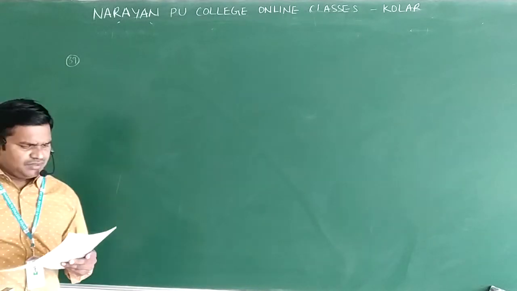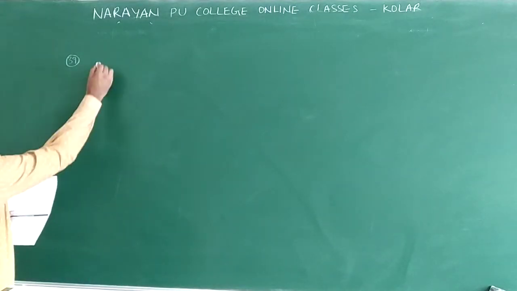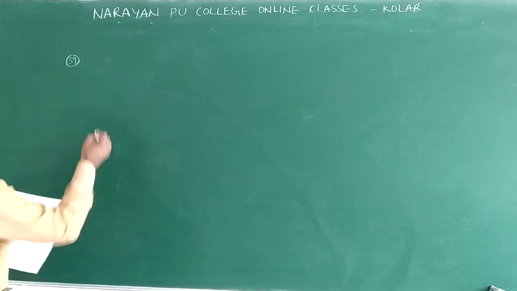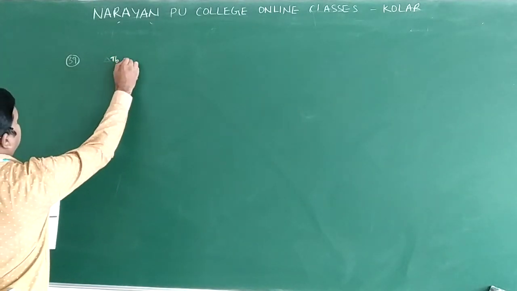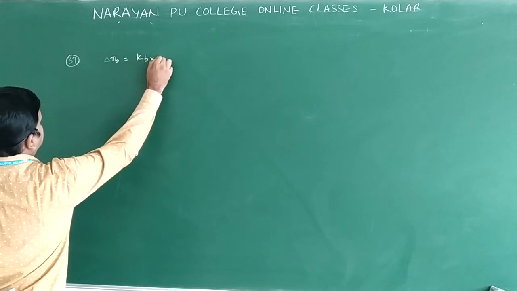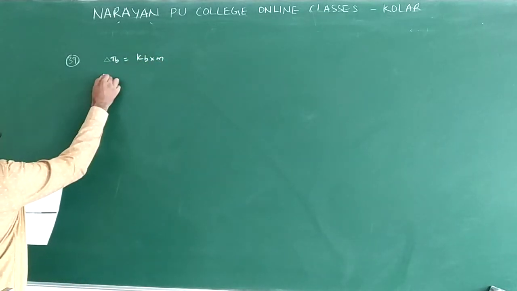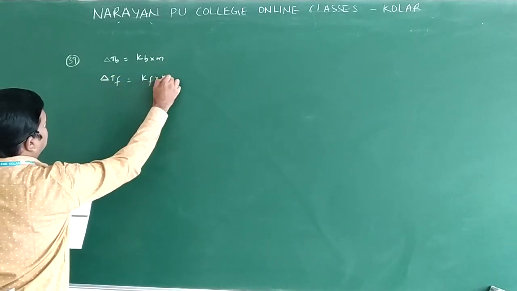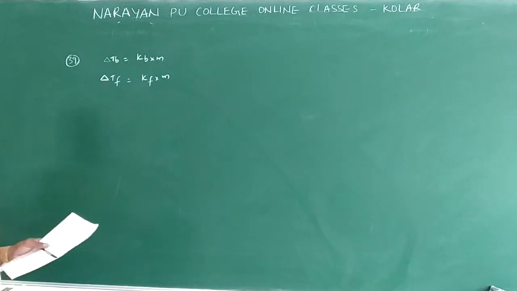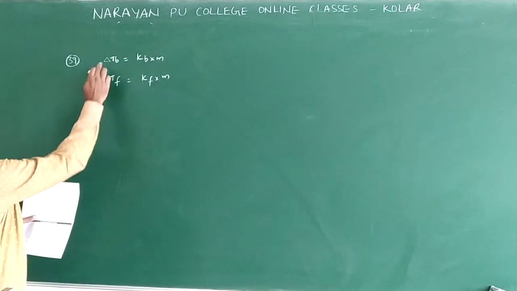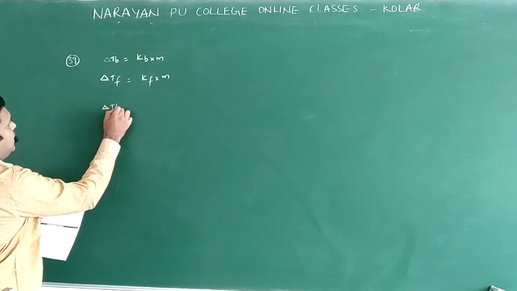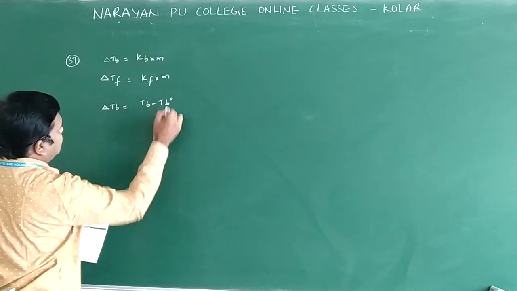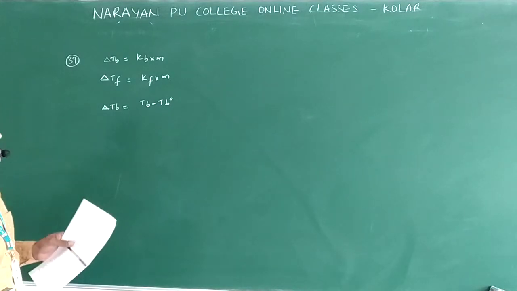See, for the boiling point we have the formula delta Tb is equal to Kb into m, and for the depression in freezing point, delta Tf is equal to Kf into m. So these are the two formulas only. So you know delta Tb, what is the formula we have? Tb minus Tb naught.